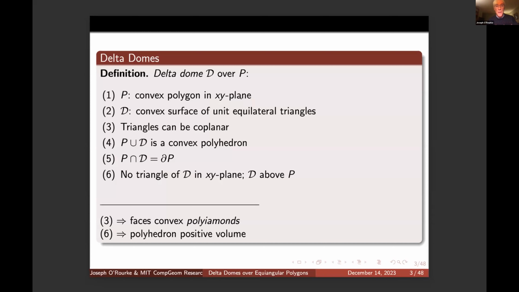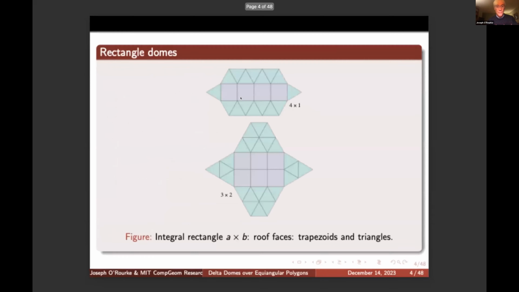And now I'm going to illustrate it immediately with a rectangle. So take any rectangle here. This is a 4x1 rectangle. This is a 3x2 rectangle. And imagine putting equilateral triangles in a trapezoid here and then here. Then you can close it up and it will make like a roof over the rectangle. Similarly here, the roof is a little different.